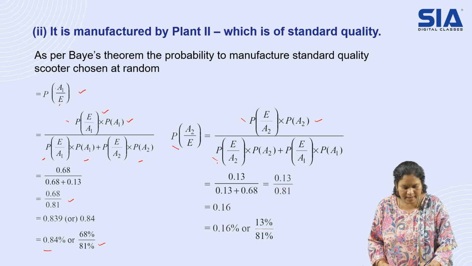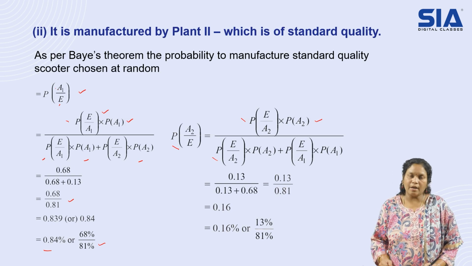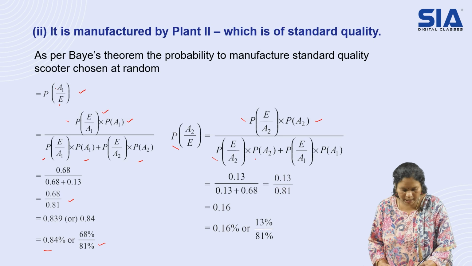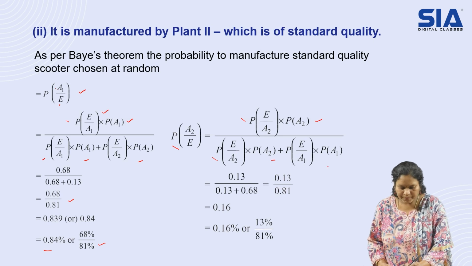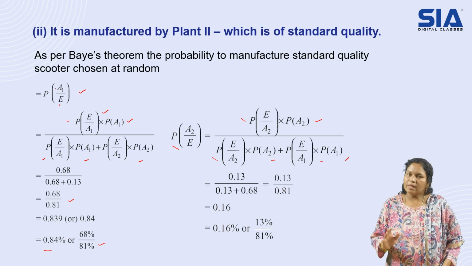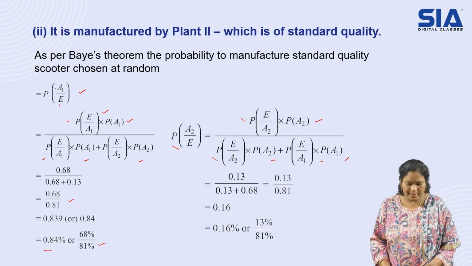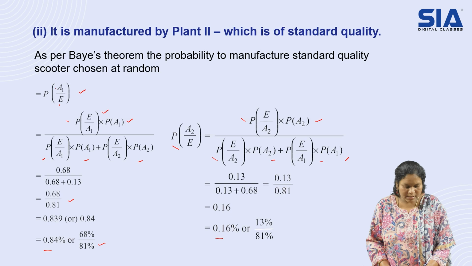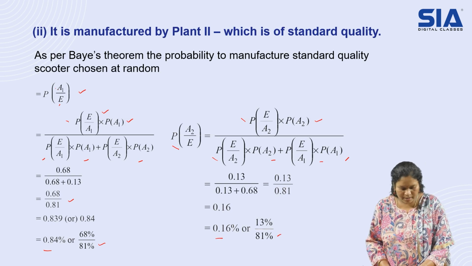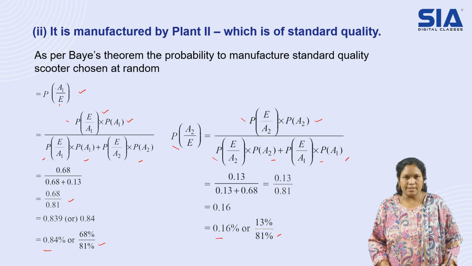Now the downside, the same thing we discussed for the first combination, same here. So probability of E by A2 into probability of A2, plus probability of E by A1 into probability of A1, you have to consider. All the values we already have. Substitute and get the answer. We got the answer as 0.16, or out of 81%, 13% we can consider.